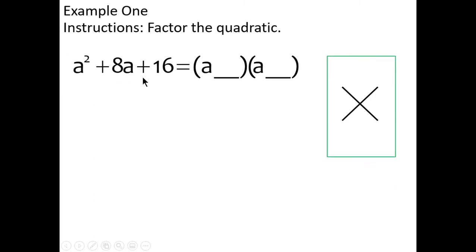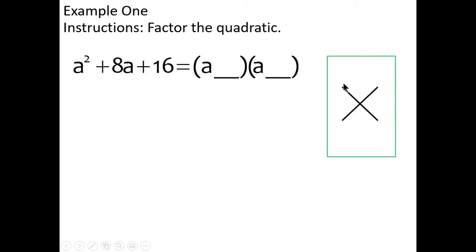Okay, so here's your quadratic equation, and notice it's got an a squared. It's got a variable squared at the beginning. That's how you know it's a quadratic equation. And we're factoring it, meaning we're breaking it into two things that we're going to multiply together. That's what factors are. They're things that are being multiplied together. Okay, so we're going to use our puzzle box here to break up our quadratic equation.